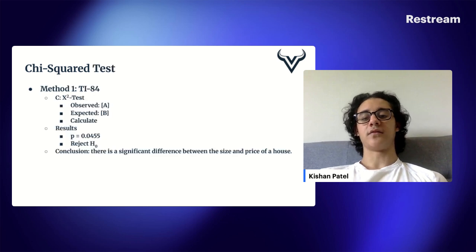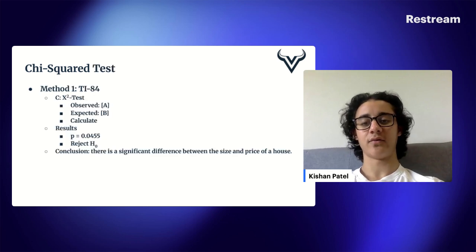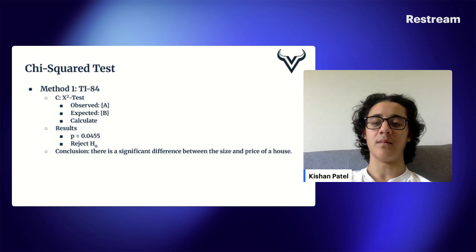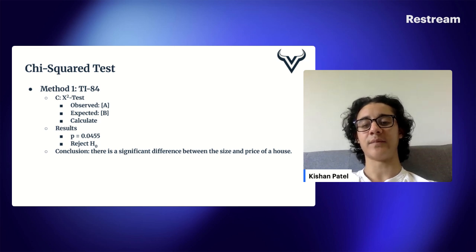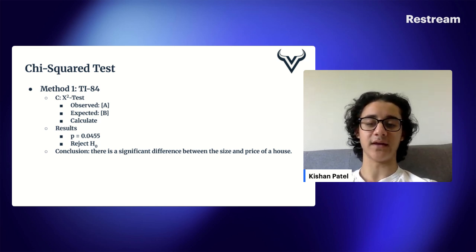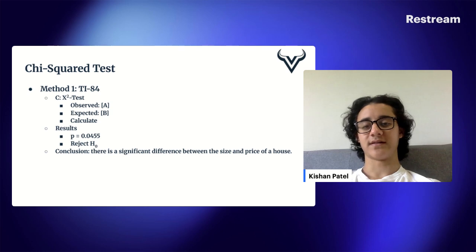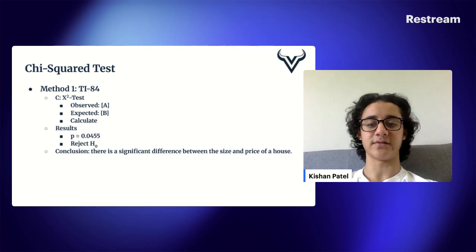Okay. So first off, method one is the TI-84. If you go to STAT, TESTS, and find C, you will find the χ² test. This is chi-squared. Where it says observed, you want to find matrix A. You will have to go to this matrix and edit it to match your contingency table. And then where it says expected, you can leave that matrix B blank. It will autofill it based on what you put in your observed values table.